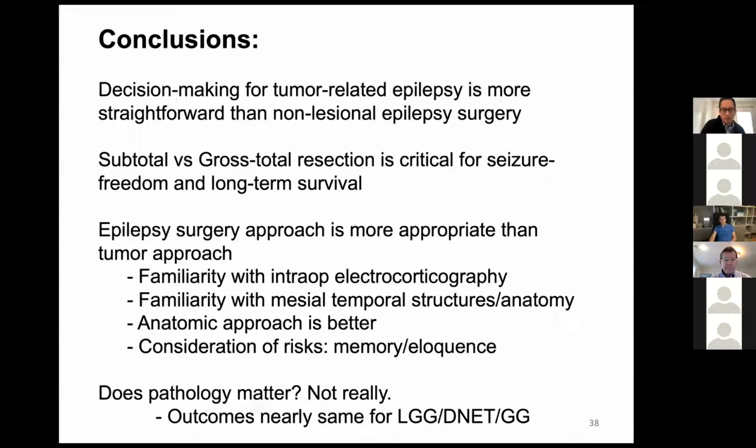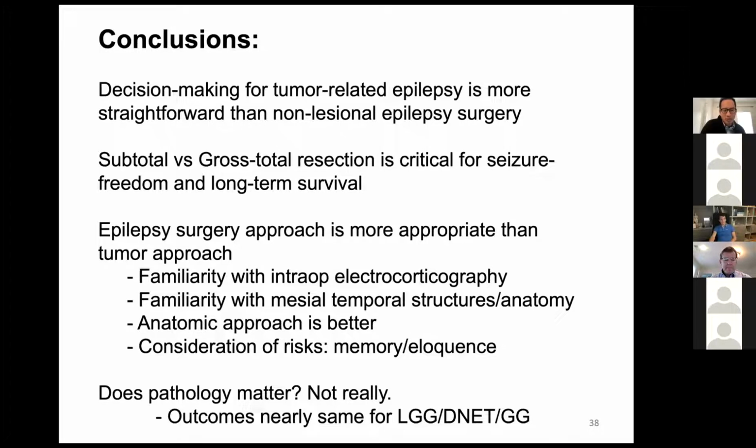A large number of cases I see are subtotal or near total resections of medial temporal lobe tumors, but the patient has significant ongoing seizures that could have been definitively addressed with an epilepsy surgery approach. With that, the epilepsy surgery approach also involves much, much deeper consideration of the risks of the surgery, including memory and eloquence, and complete neuropsychological evaluation, which is standard in epilepsy surgery, but not so much in tumor surgery.